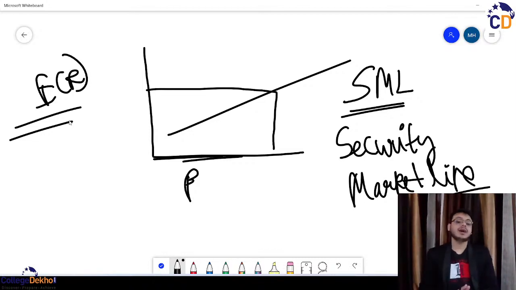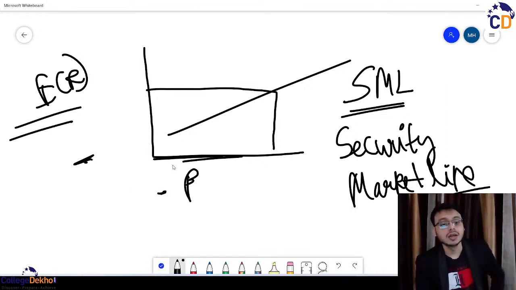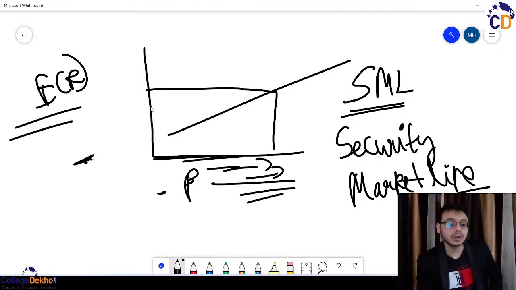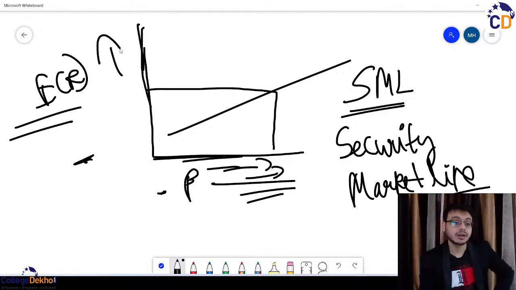Now the security market line is again telling you an equilibrium relationship between beta and expected return. जितना ज्यादा तुम रिस्क ले रहे हो, जितना ज्यादा तुम राइट हैंड साइड पर जा रहे हो, उतना तुम्हारा ये भी ऊपर जाता है. ठीक है. और expected return is also increasing. So again, SML model, people think it is different from CAPM. It is not. It is derived from the CAPM model.